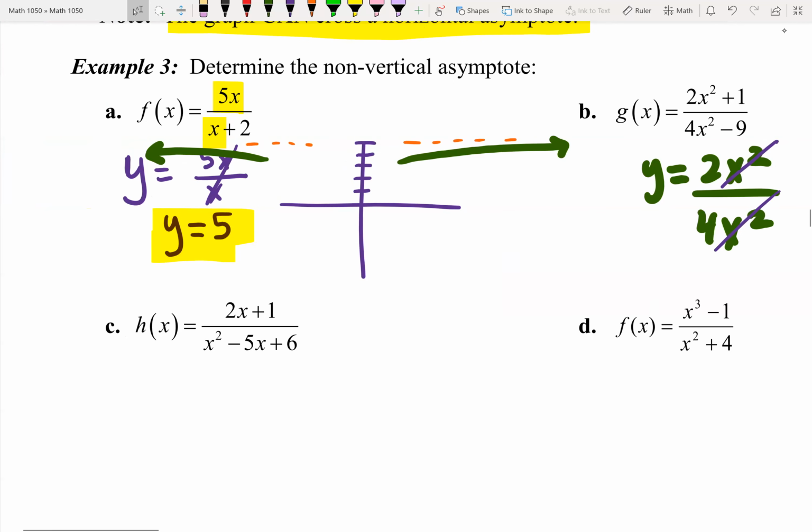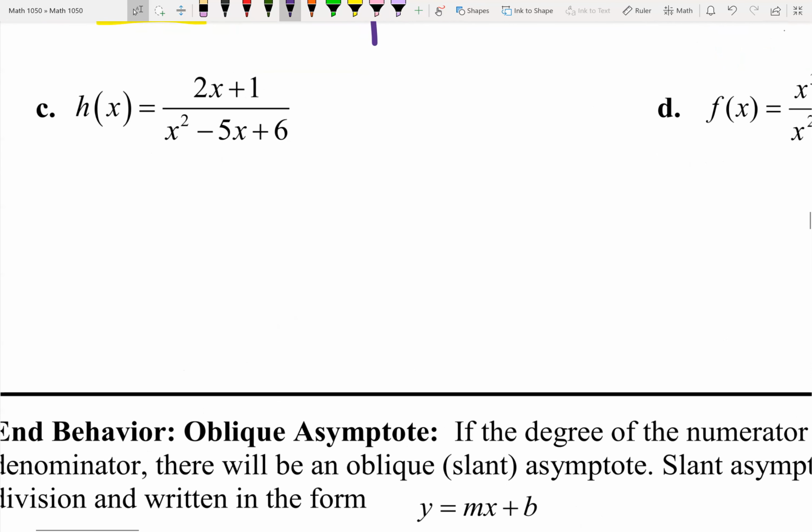Okay, question C. Biggest over biggest. Everybody go y equals 2x over x squared. Now, if you reduce that, you get y equals 2 over x.